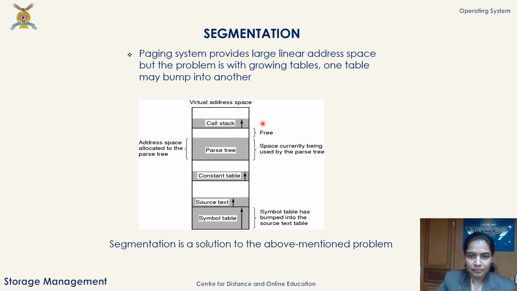Now all these four tables will grow dynamically, and if there is no free space available, they will bump into each other. This is the problem of paging. Segmentation is a solution to the above mentioned problem. Let's see what segmentation is.